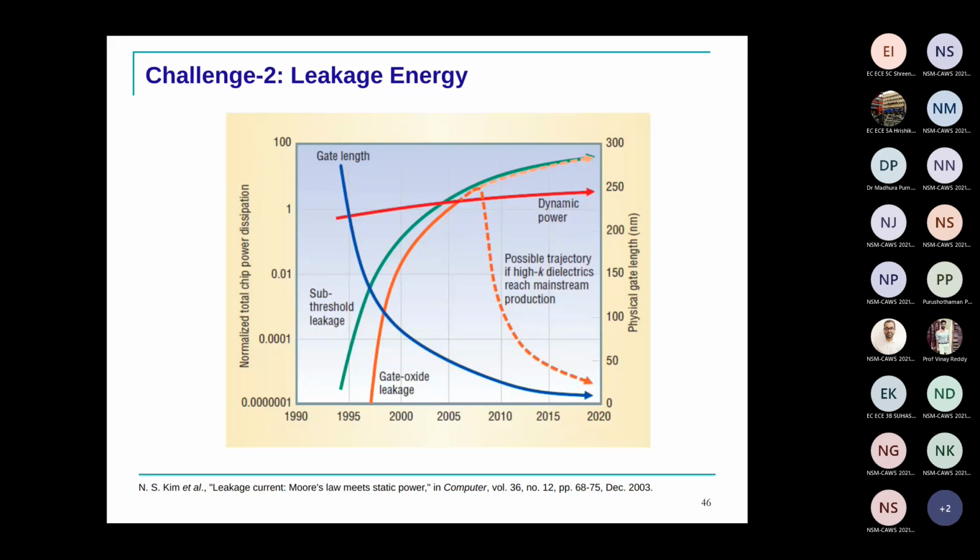So in architecture, people are trying to look at how to optimize power and energy efficiency so that you can get better performance without increasing the energy. So this is one kind of challenge.